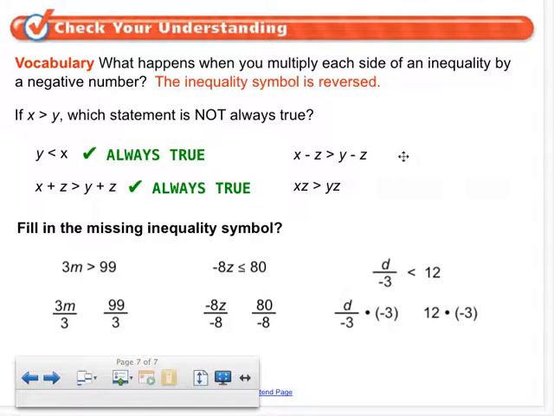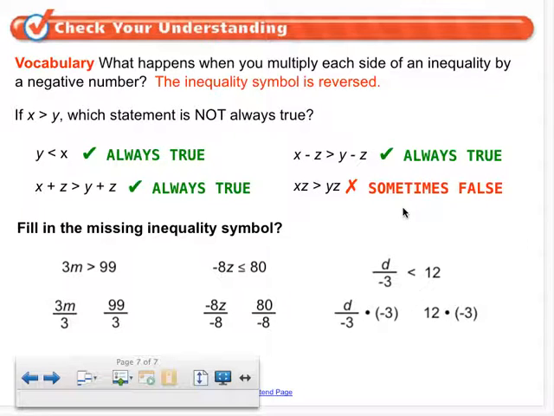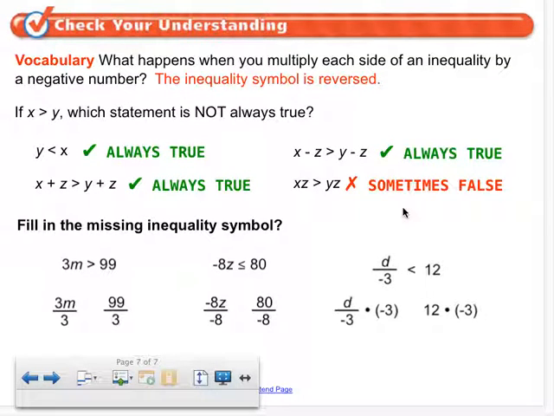What about this over here? You're saying yes? What property is that? Subtraction property of inequality. That is always true. How about this one? Is this always true? No. Why isn't it always true? Because of multiplication and z. If z is positive, is that true? Yes, but if z is negative, it's not true. You have to change the sign. So sometimes it's false. Understand? Because if z is negative, you have to change the direction of the inequality.